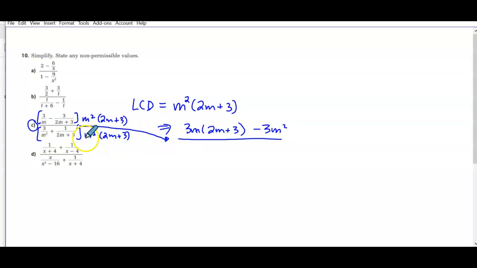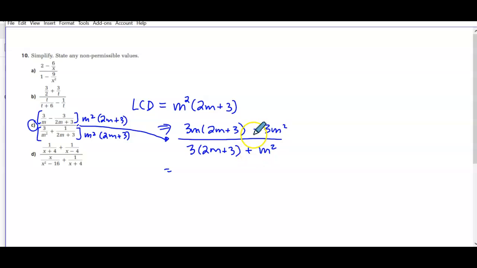That stays. When I multiply through here, the m squareds divide out, and I'm left with 3 times 2m plus 3. You're just using the distributive property. And then the 2m plus 3's divide out here, and you're left with m squared. So now this is a much easier rational expression to deal with. And you can't divide out these 2m plus 3's because they are not factors.